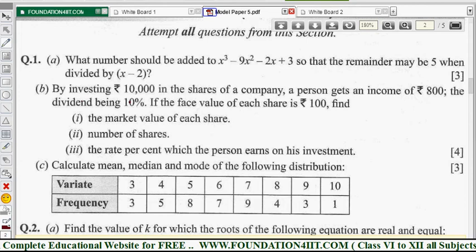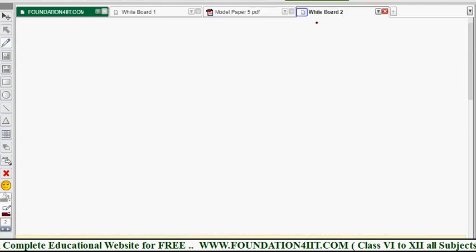By investing 10,000 in the shares of a company, a person gets an income of rupees 800, the dividend being 10%, if the face value of each share is 100. Find the market value, the number of shares, and the rate percent which the person earns on his investment. Let's take the given data and find all this. Your total investment is 10,000.